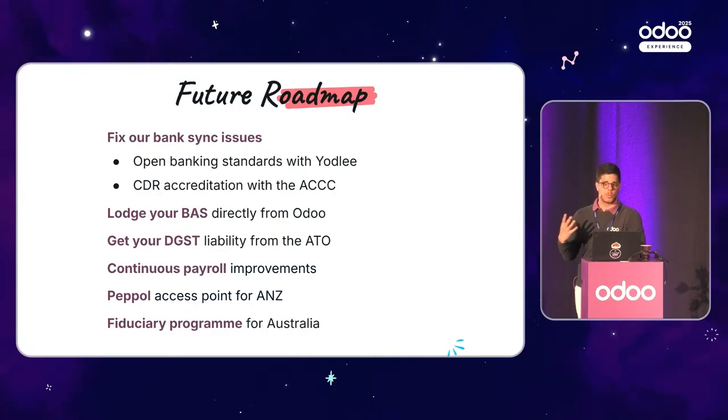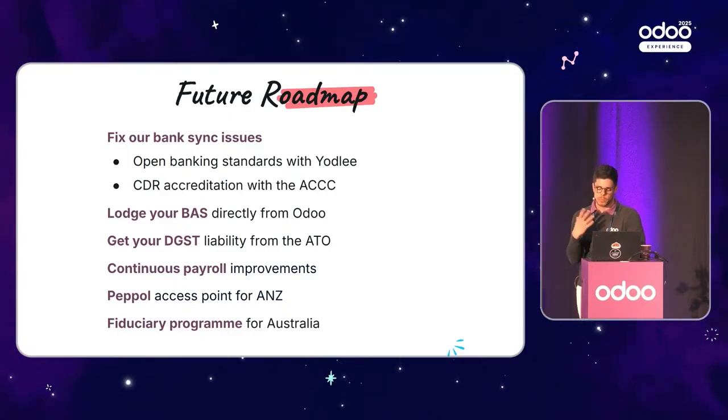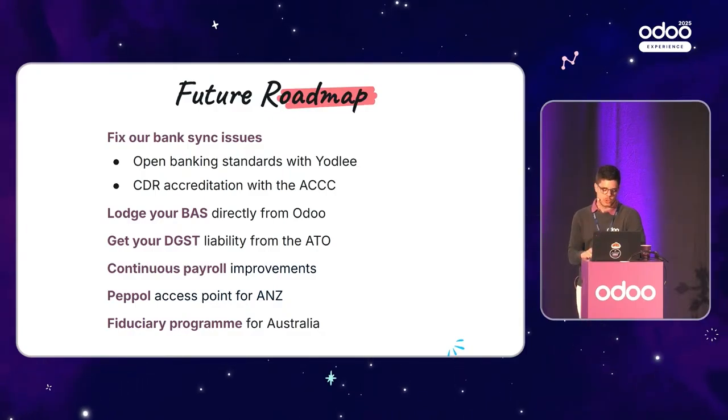So this is basically a program where we want to onboard the Australian accountants, tax agents onto the Odoo train. So our localization still has, of course, shortcomings. However, it's starting to be quite strong, and which is why, as soon as we fix the banking issues, we will start the fiduciary program in Australia.